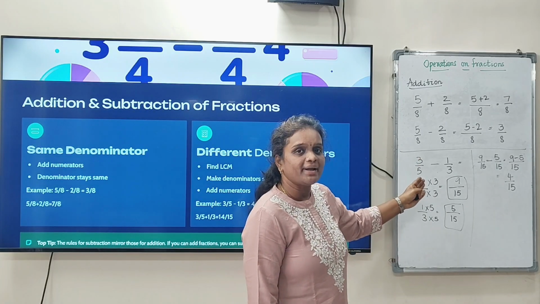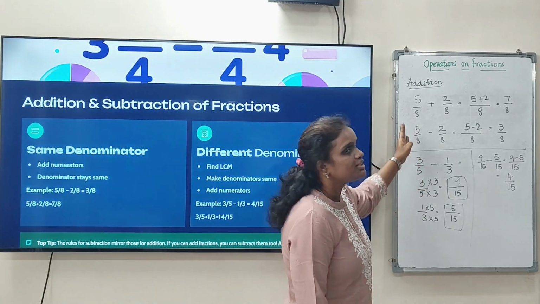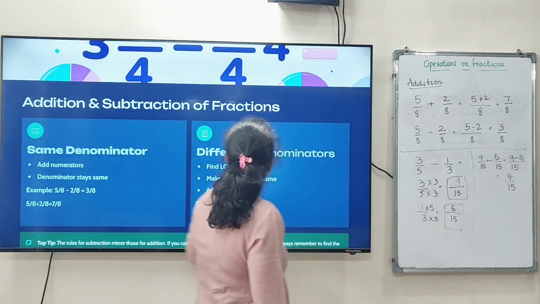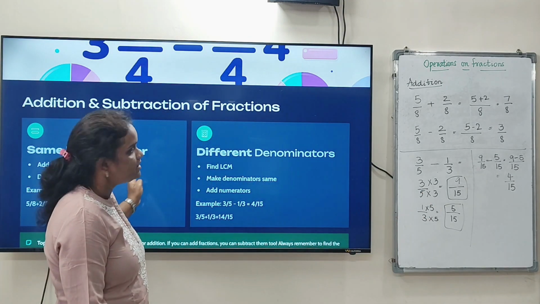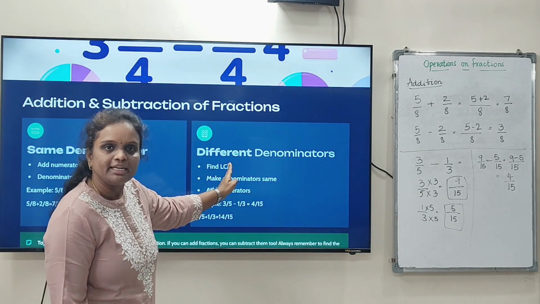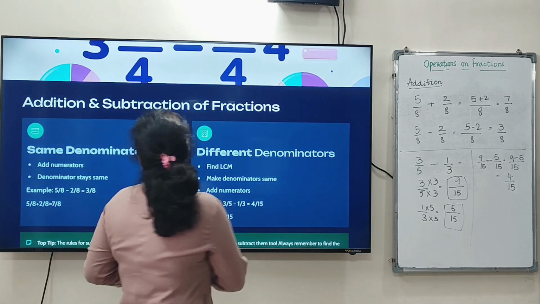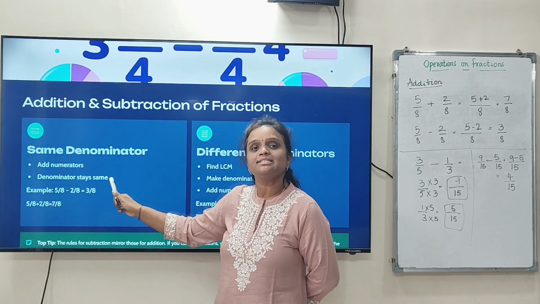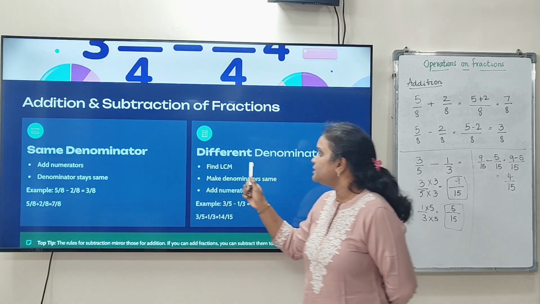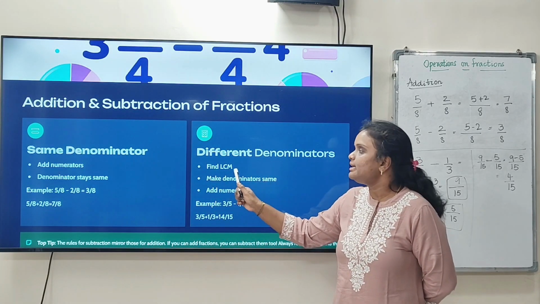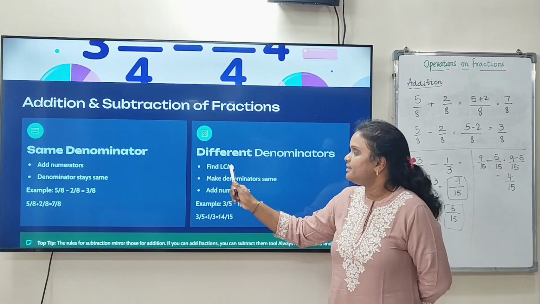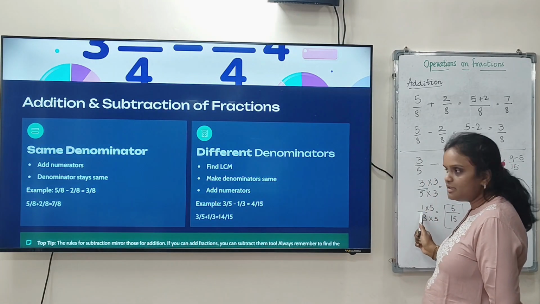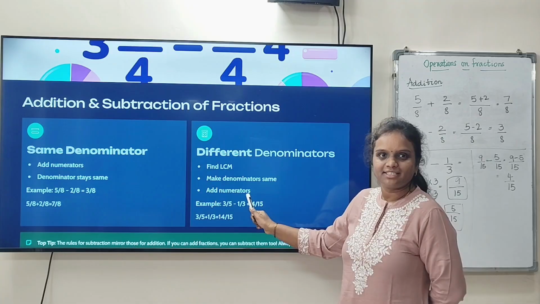I again repeat a quick recap. Addition and subtraction of fractions can be divided into two types. The first type is having the same denominator and the second type is having different denominators. For same denominator, you have to add the numerators keeping the denominators same. For the different denominator case, find the LCM of both the fractions. Now make the denominators same as I have explained here and add the numerators.